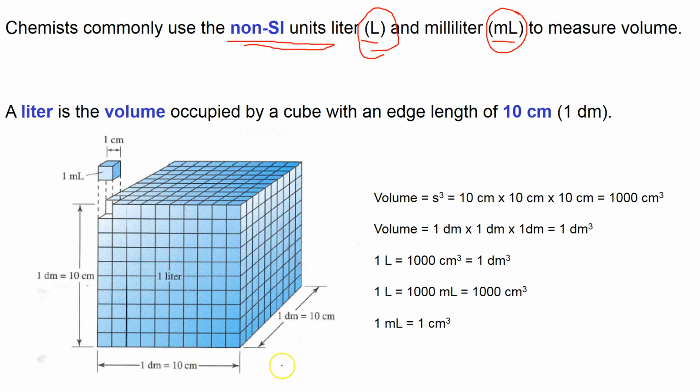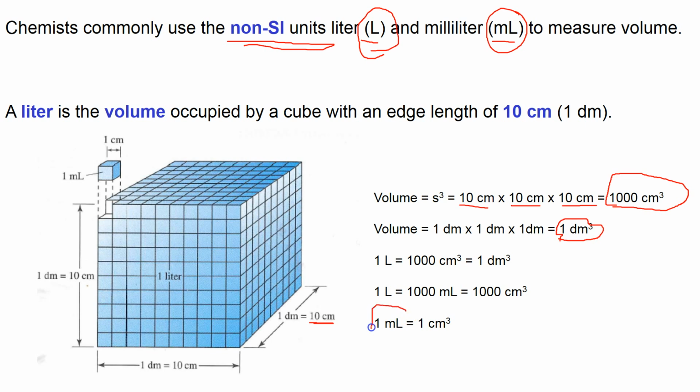So 1 decimeter times 1 decimeter times 1 decimeter, that would be 1 decimeter cubed, so a liter is the same as 1 decimeter cubed. Now a decimeter is exactly the same as 10 centimeters. So a liter is also the size of a cube that is 10 centimeters by 10 centimeters by 10 centimeters, or 1,000 centimeters cubed. So putting those together, 1 liter is exactly the same as 1,000 centimeters cubed, or 1 decimeter cubed. They're all saying the same thing.